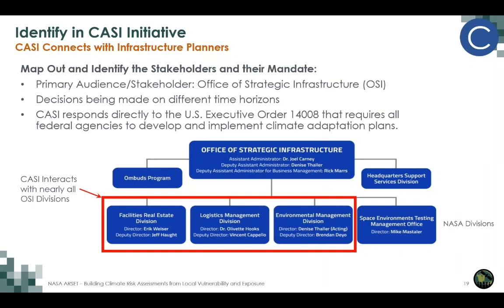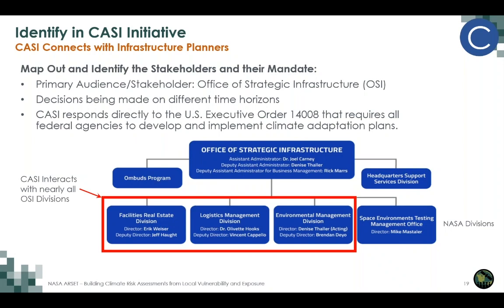We began doing that by mapping out and identifying stakeholders for CASI through a series of conversations with the Office of Strategic Infrastructure, or OSI, who are really our primary stakeholders. OSI manages the infrastructure at NASA, where decisions are made at different time horizons. And as you can see, there are three divisions that CASI interacts with under OSI. These are the Facilities Real Estate Division, the Logistics Management Division, and the Environmental Management Division.